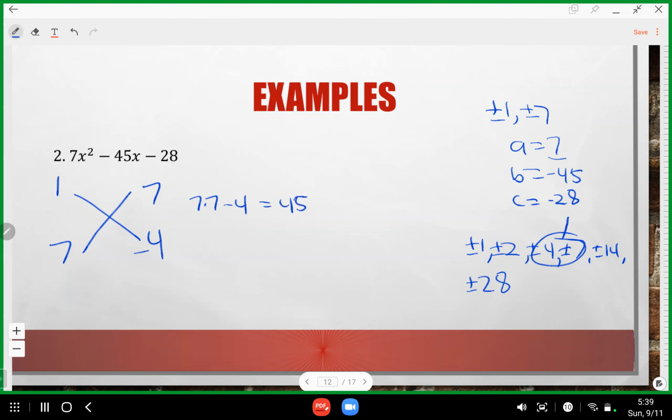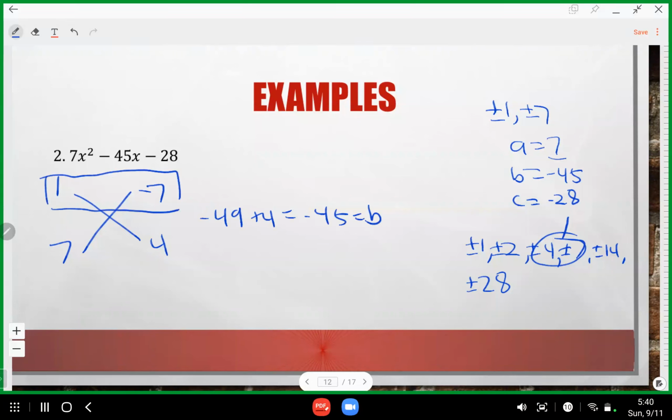We're close. All right, we're close. We got the signs wrong. Let's do it again. How about we put the negative on the 7 side. So now it's -49 plus 4, which is -45, equal to b. All right, so after you know that the factors are correct, what do you do? Do you go across? Yes, you go across.